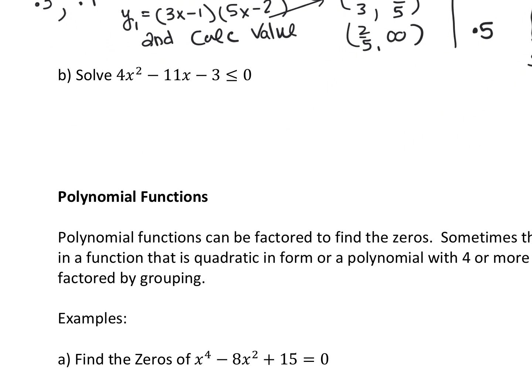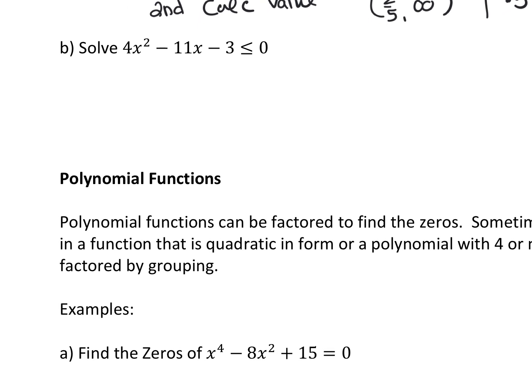All right, we have one last example here. This one is different for a couple reasons. One, I've got this equal to bar, so I'm going to have some solid circles and some brackets. And two, the polynomial, or the quadratic in this case, is not factored. So I'm going to start by factoring this polynomial.